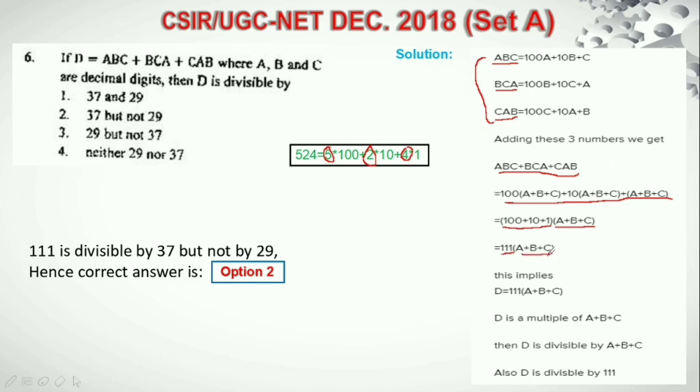So this means the given number D is divisible by 111, and we further know that this 111 is divisible by 37, but it is not divisible by 29. This means option 2 will be the correct answer.